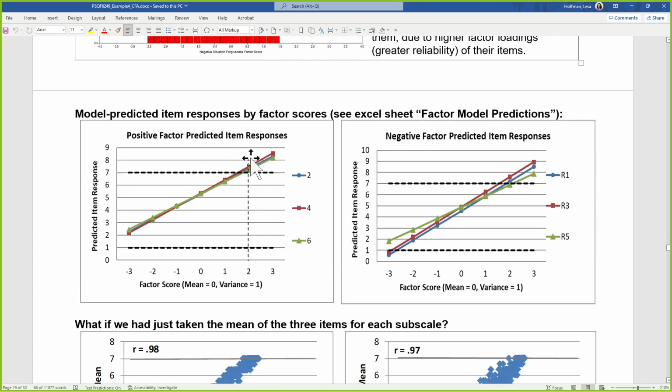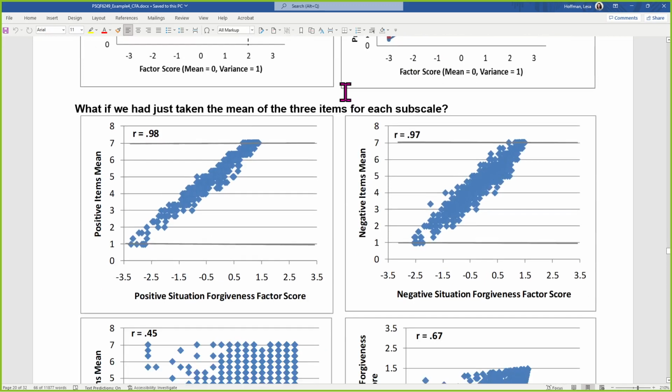So this would be what I would look at to decide, is 7 categories enough for a CFA? I don't know about that. We start to go out of bounds at about 2 standard deviations above the mean in both of these cases. More fun with factor scores. Here is the correlation between the mean of the positive items and the factor score I outputted. It's 0.98.